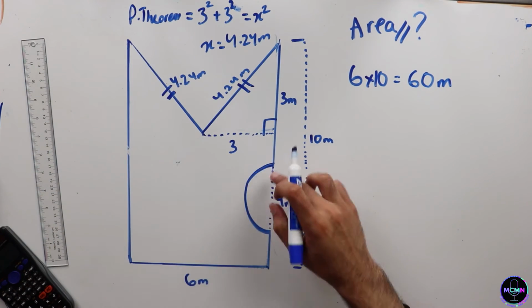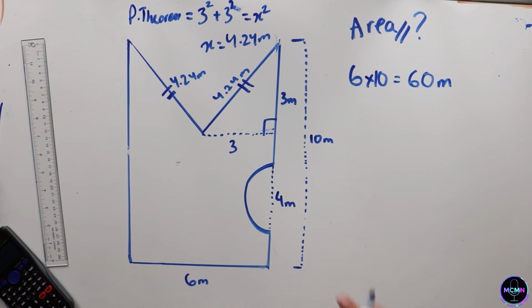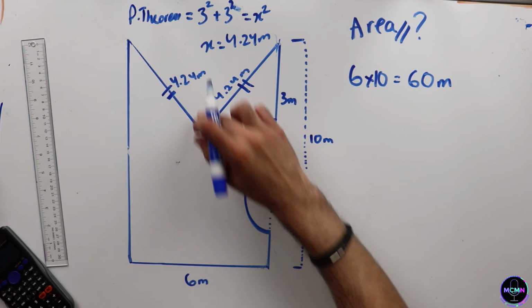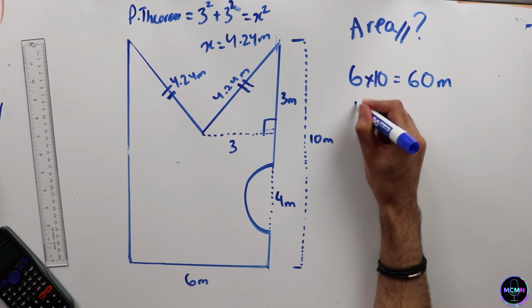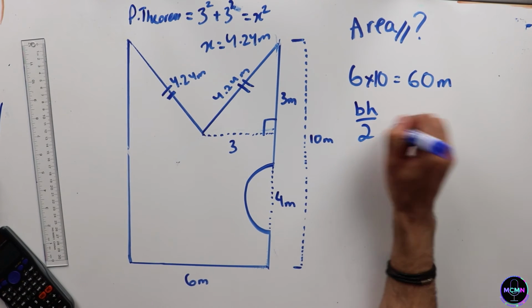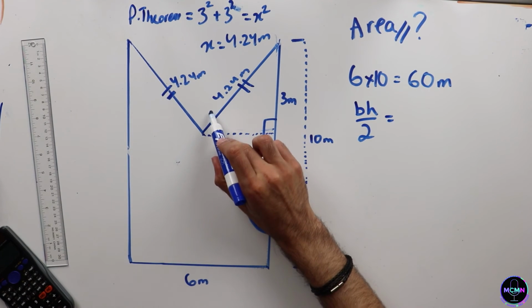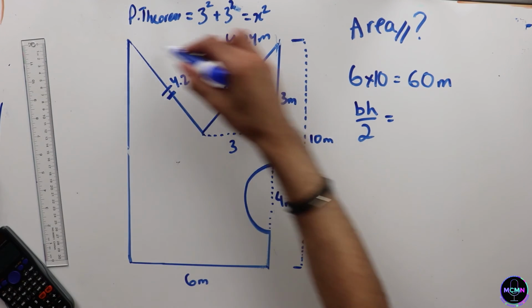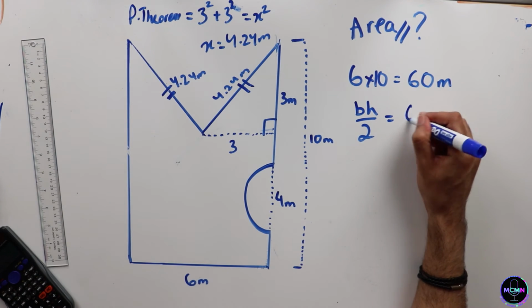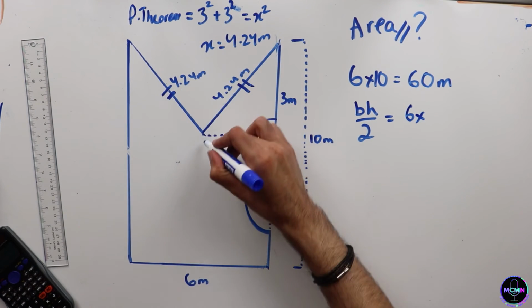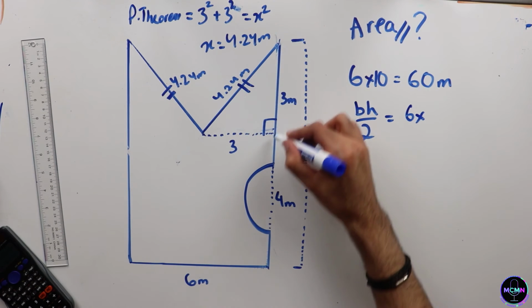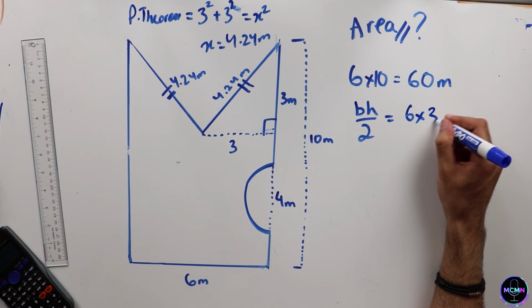The area of this gap is going to be base times height divided by 2. The base in this case is this one right here, which is equal to this, which is 6. The height of this triangle here is, again, 3 given to you. Divide that by 2, it's equal to 18 divided by 2, which is 9 meters.